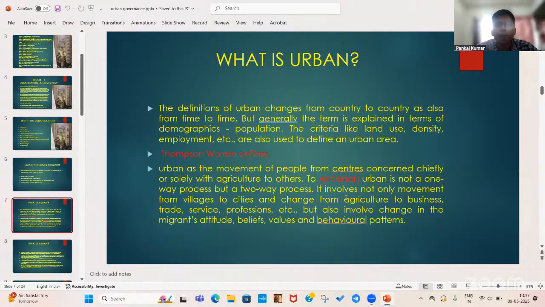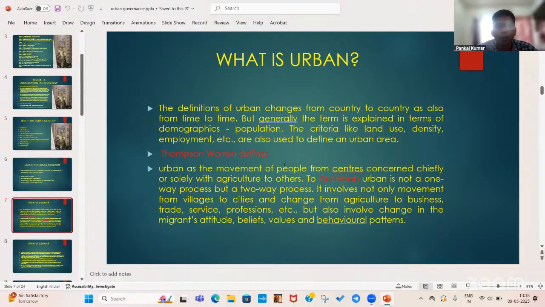Coming back to what is urban. The definition of urban changes from country to country. In Australia, what is urban is slightly different from what is urban in Japan, or what is urban in India. So we'll have some country-specific definitions. But in broader terms, it can be said that this term is generally explained in terms of demographics. Demographics means population. There are some criteria like land use, population density, employment, etc., which are also used to define an urban area.